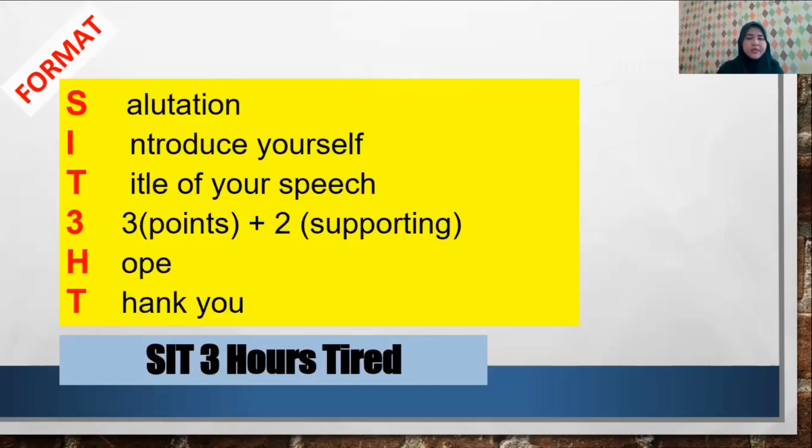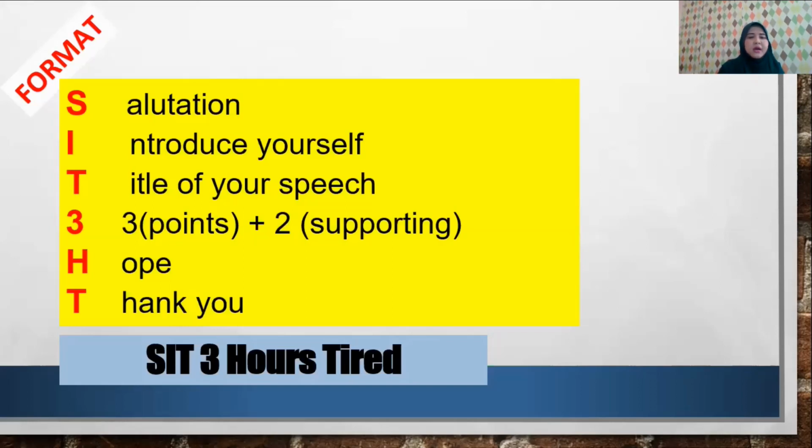Then 3 means 3 points plus 2 supporting details. If you refer to my previous lesson, I keep reminding you that for most of Section B for writing, we apply the formula of 3 plus 2, which is 3 points or 3 contents from the question, plus 2 supporting reasons or details. Jadi, 3 maklumat yang kita ambil dari soalan ditambah dengan 2 supporting details, iaitu idea tambahan yang kita masukkan untuk support kandungan yang telah kita nyatakan di dalam paragraf tadi.